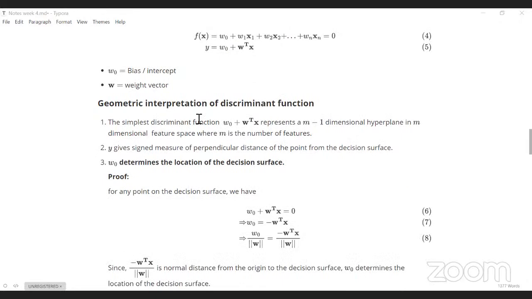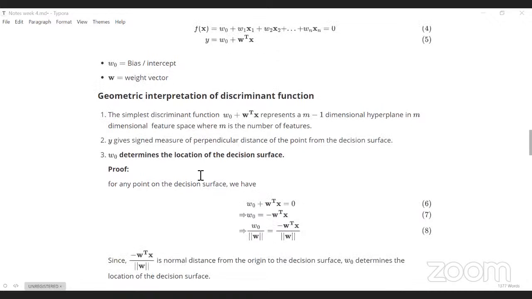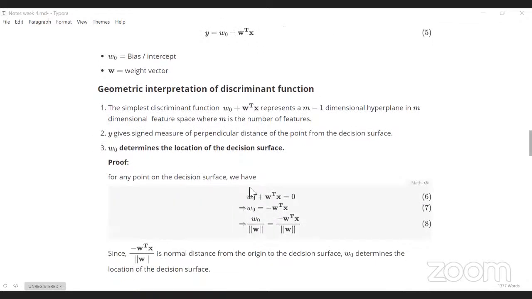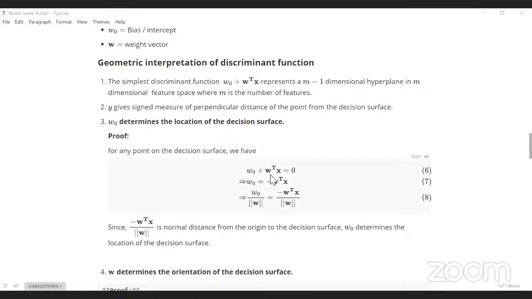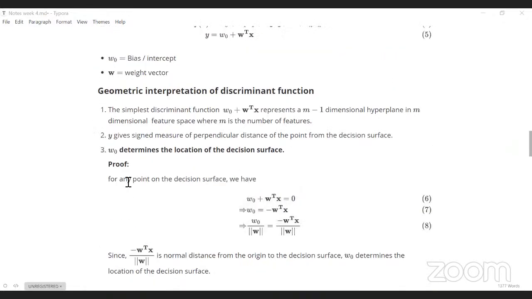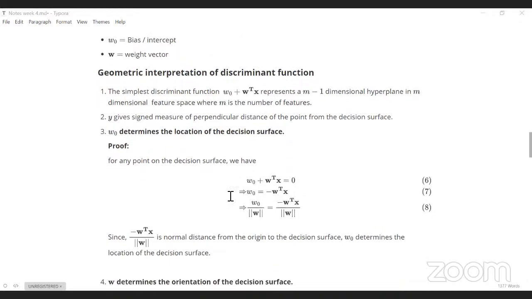Here, in this discriminant function, W0 actually decides the location of the decision surface. How does it decide? The proof is easy. The discriminant function looks like W0 plus W transpose x. With a little manipulation, W0 upon norm of W gives you the normal distance of the hyperplane from the origin. So in that sense, W0 determines the location of the decision surface. This is a very important point.